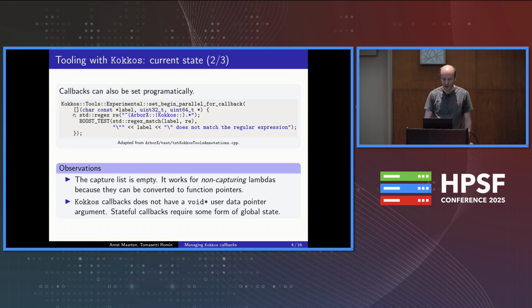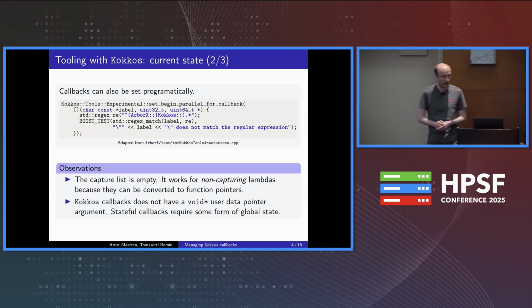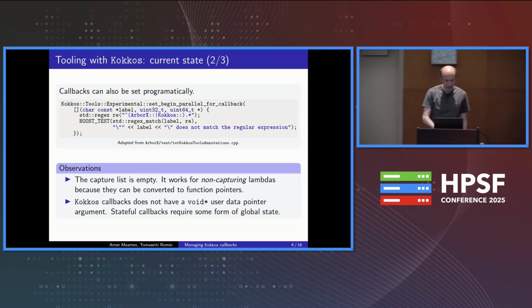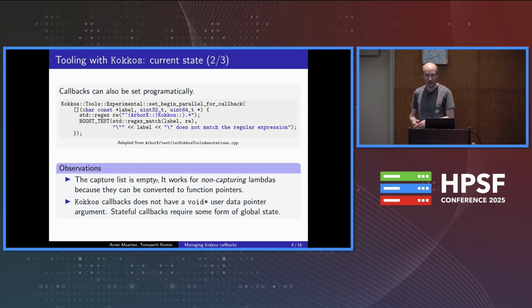The capture list is empty. So we are essentially providing here a function that can take these arguments, which Kokkos wants to pass to this kind of callback. And then this is what, in this case, ArborX wants the callback function to do with those arguments. You can see that the capture list is empty, and that's important because it's actually non-capturing lambdas that C++ can convert to function pointers.